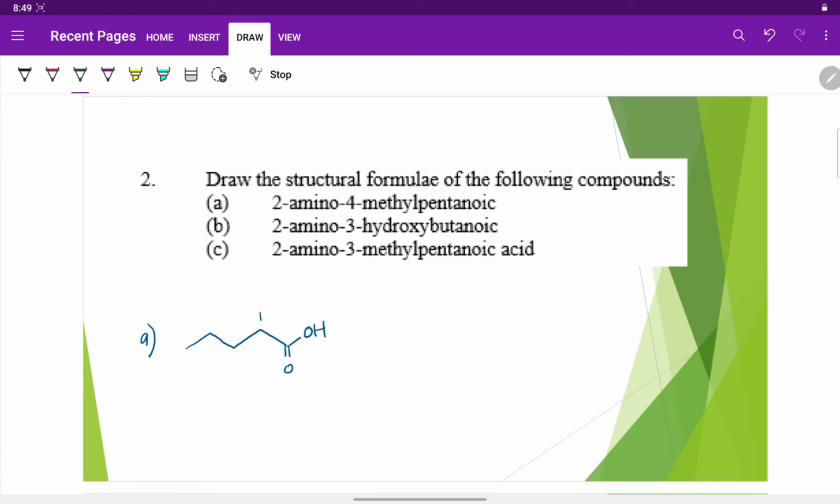So, dekat carbon number 2 dekat sini yang awak akan ada awak punya amino group. Okay, and then carbon number 4. So, saya nomborkanlah senang. 1, 2, 3, 4. So, here at the carbon number 4, awak akan ada methyl group. Okay, sama ada you want to draw it as a skeletal structure macam ni, atau you can also draw your condensed structure. So, kalau condensed structure C, okay, COOH and H2 hydrogen dekat sini.